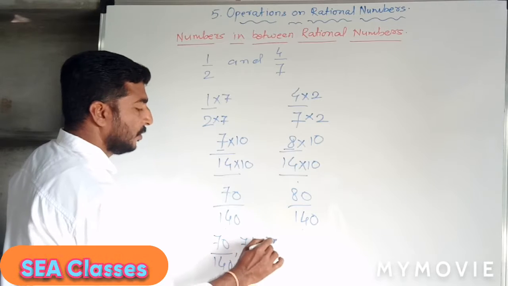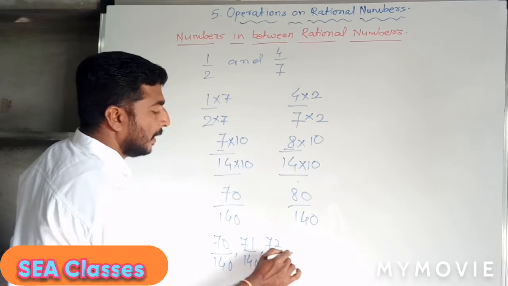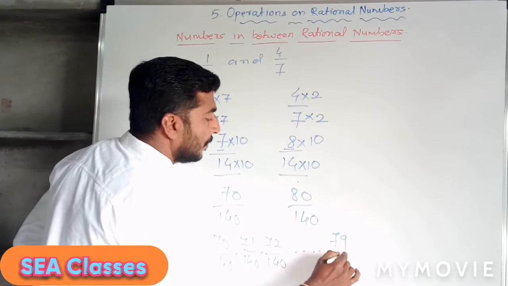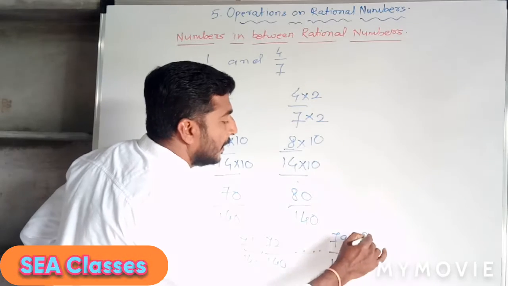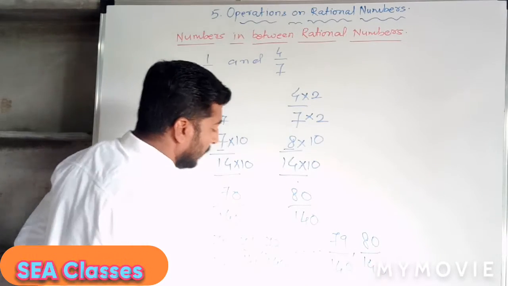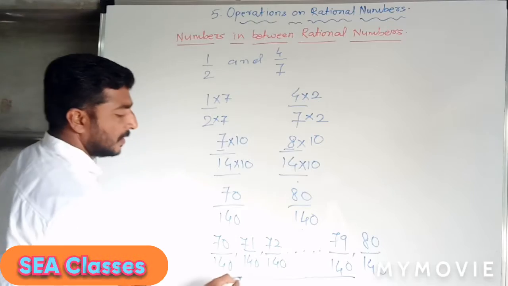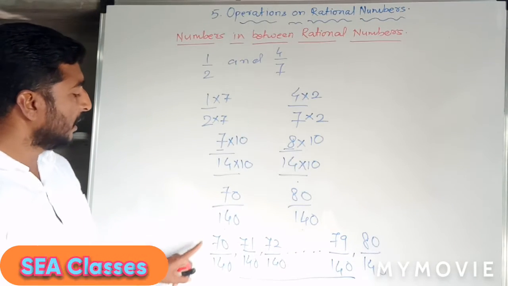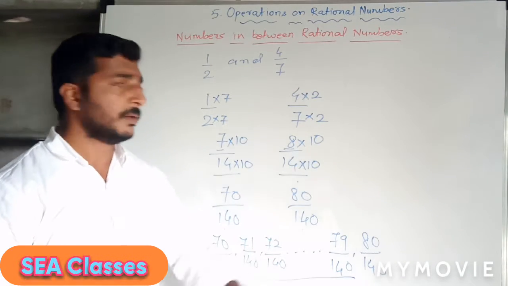So the rational numbers are 71/140, 72/140, and up to 79/140. You will see these are the rational numbers lying between 70/140 and 80/140.